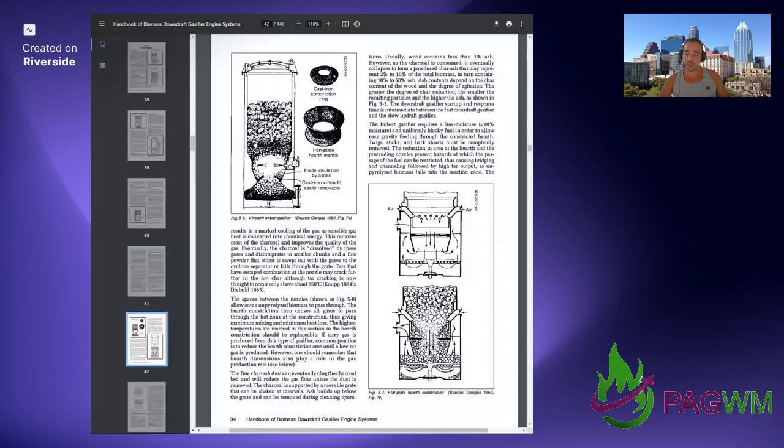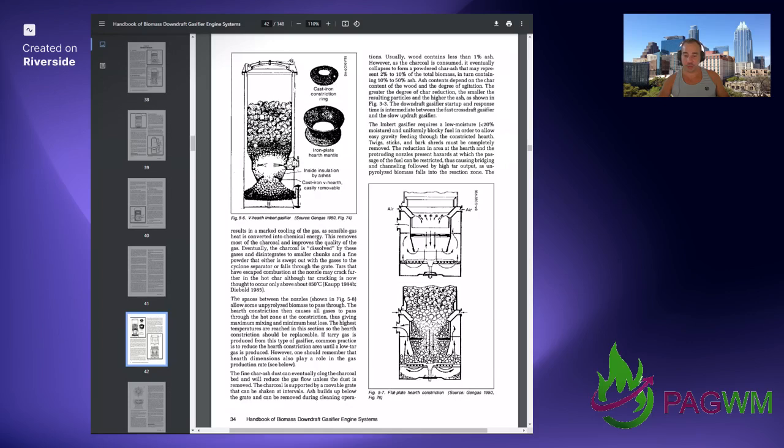The spaces between the nozzles allow some unpyrolyzed biomass to pass through. The hearth construction then causes all gases to pass through the hot zone at the constriction, thus giving maximum mixing and minimum heat loss. The highest temperatures are reached in this section, so the hearth constriction should be replaceable. If tarry gas is produced from this type of gasifier, common practice is to reduce the hearth constriction area until low tar gas is produced. However, one should remember that hearth dimensions also play a role in the gas production rate.